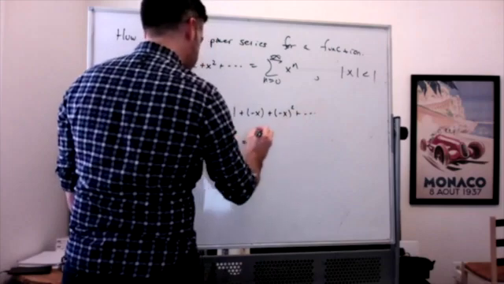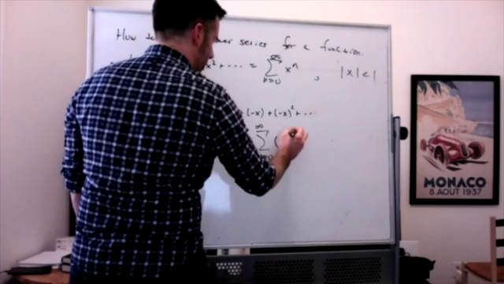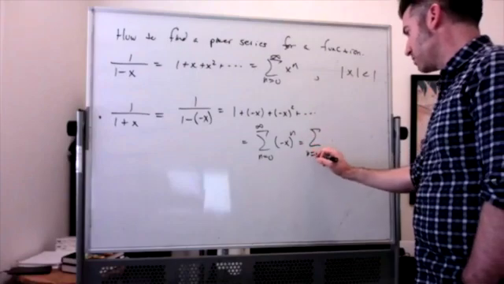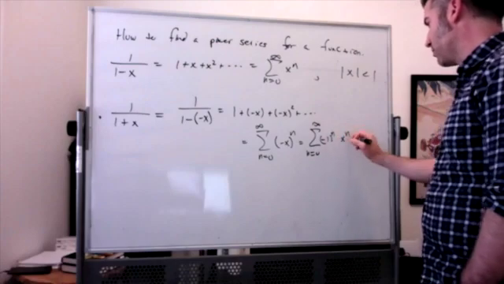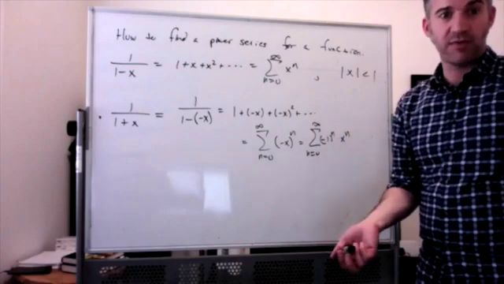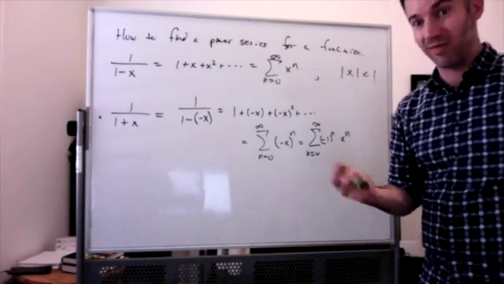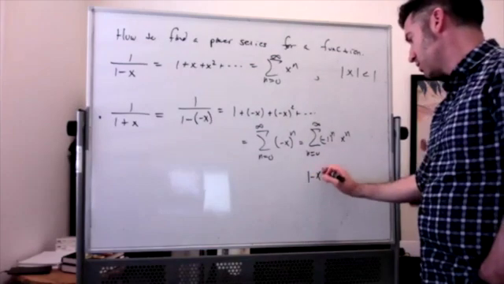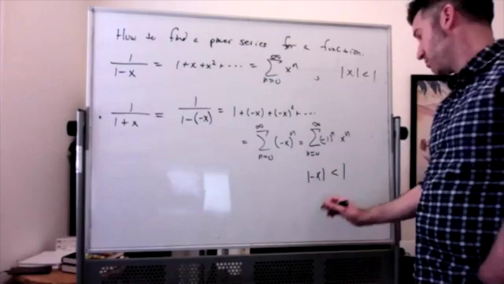I can write this as the sum from n equals 0 to infinity of negative x to the n. Or if I don't like writing it that way, some people prefer, I could write it as the sum from n equals 0 to infinity of negative 1 to the n times x to the n. And this also converges for the same interval of convergence, because it converges if our ratio, which here is negative x, is between 1 and negative 1, which is the same as x being between negative 1 and 1.